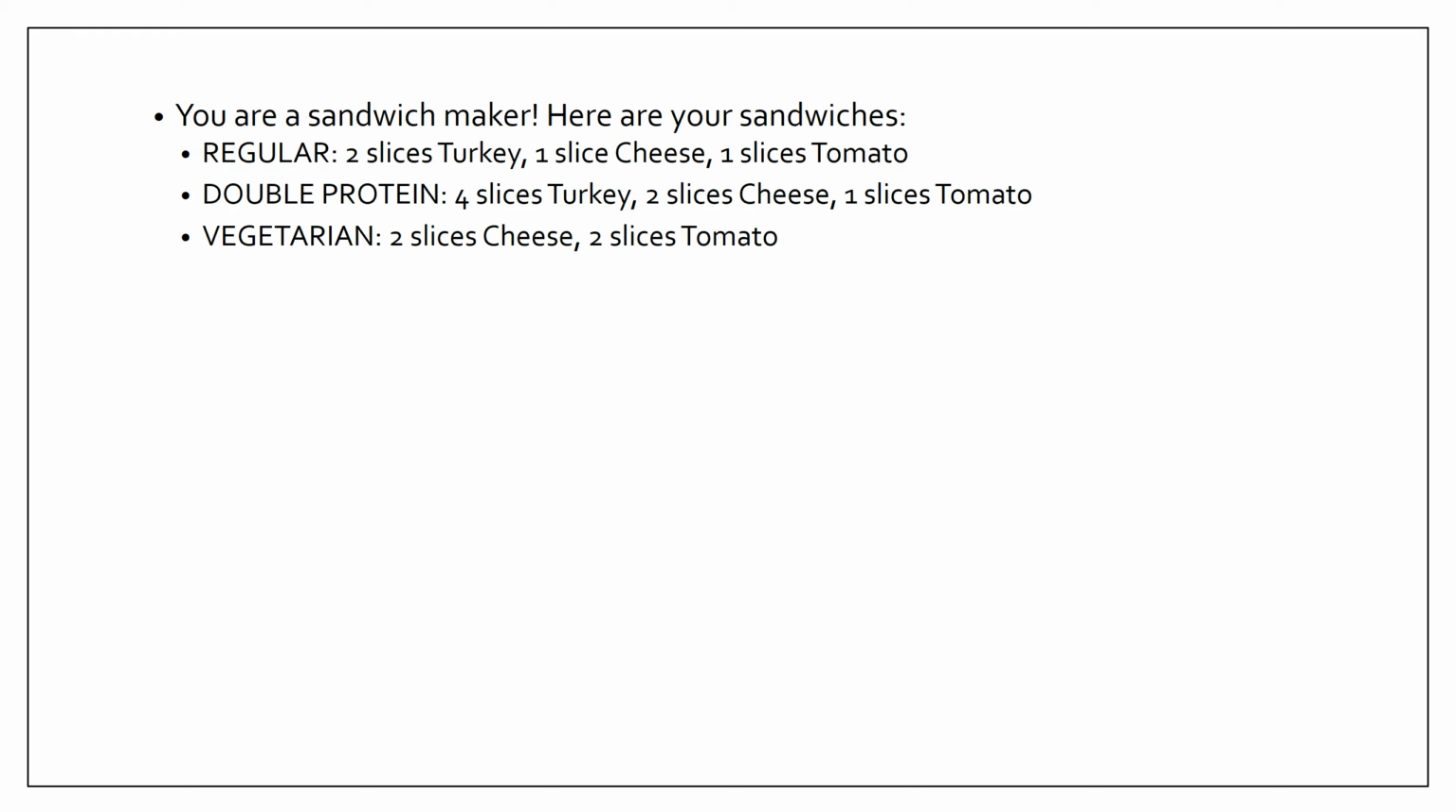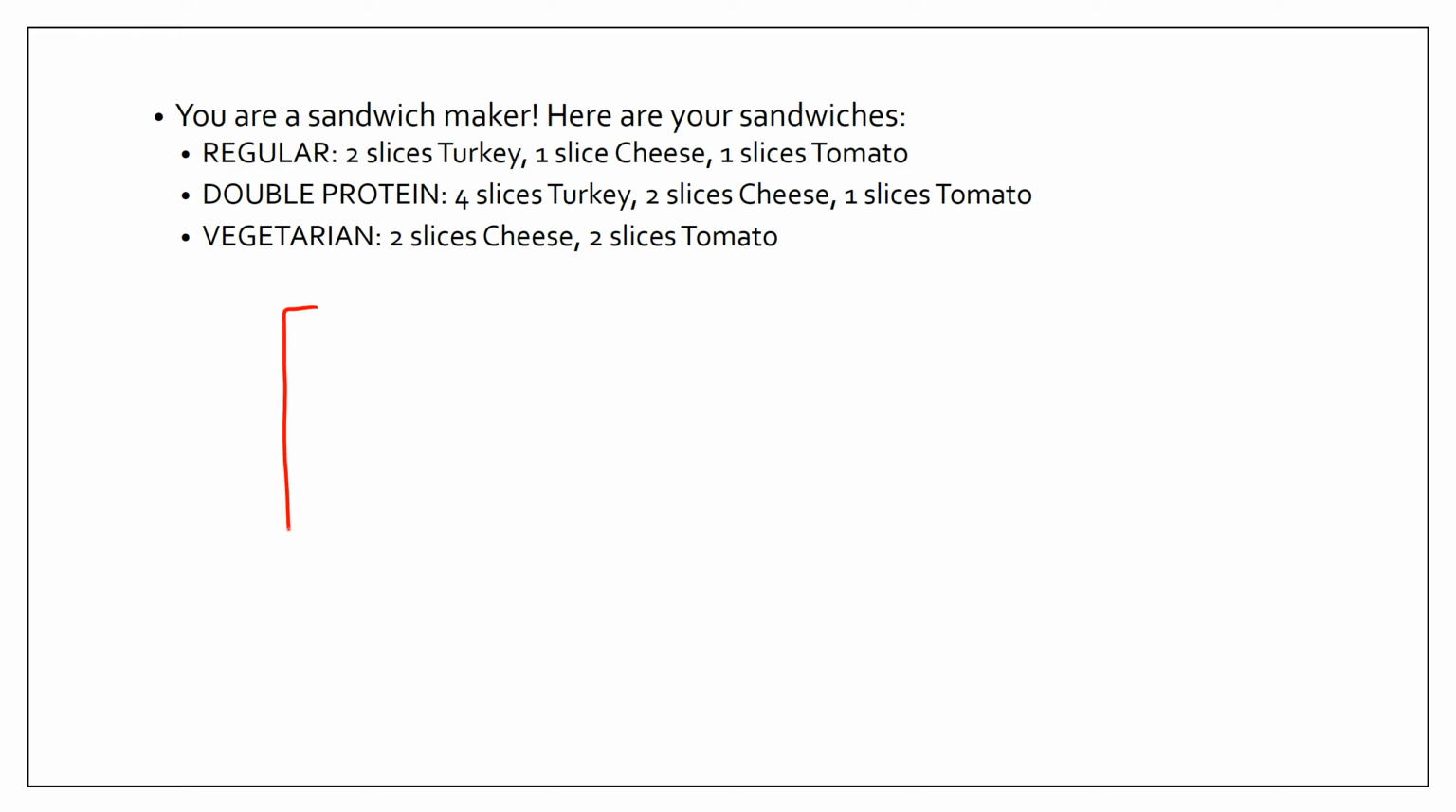So let's say you're a sandwich maker. Here are the sandwiches that you make. You opened up a restaurant, here's your menu. You have your regular sandwich, 2 slices of turkey, 1 slice of cheese, 1 slice of tomato. You have your double protein for those guys that just came back from the gym, and you can read what the slices are. And then you have vegetarian for people that don't want turkey. Anyway, the point is, if I were the shop owner of this sandwich making shop, I could put all of this information into a matrix.